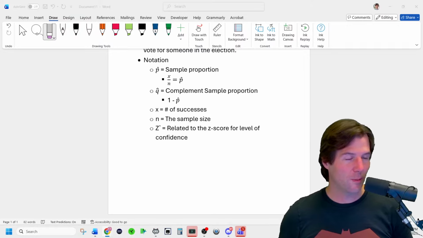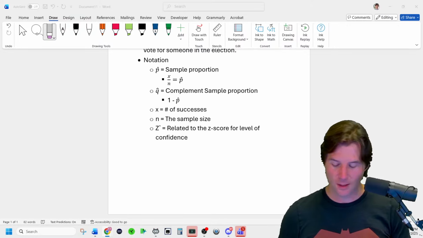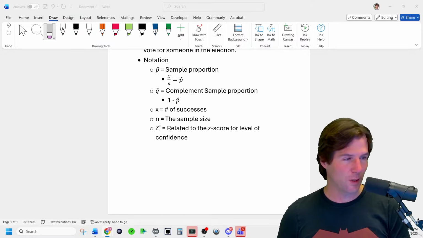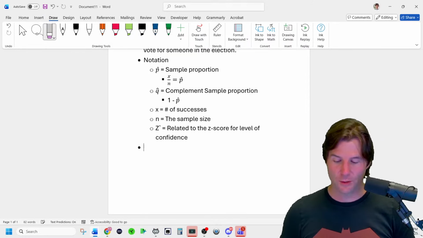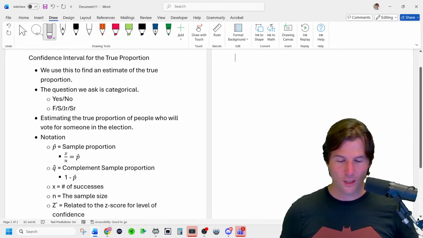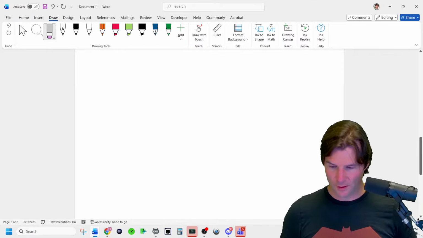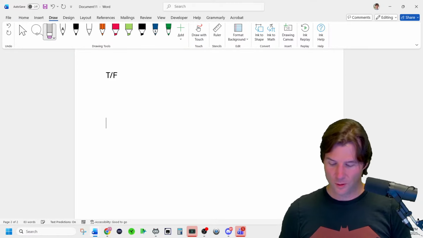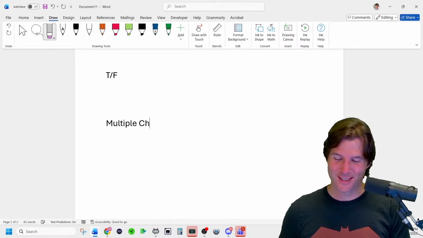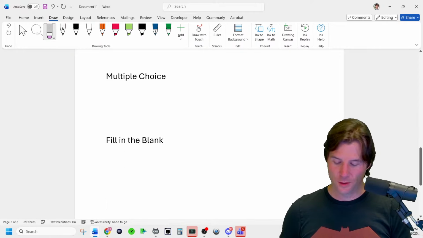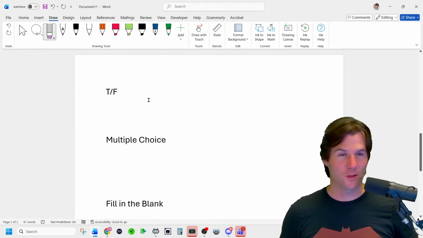So let's try to come up with 4 problems. And I'd love it if you put some practice problems in the chat too. Because think about it. We can do true, false. We could do categorical or multiple choice. We could do fill in the blank. And we could do numeric solve. Okay, so true, false. See if you can come up with some.